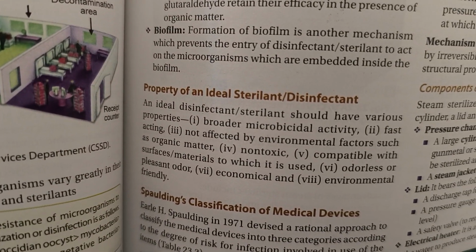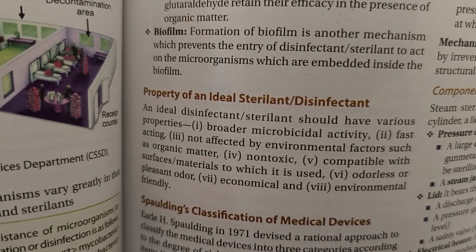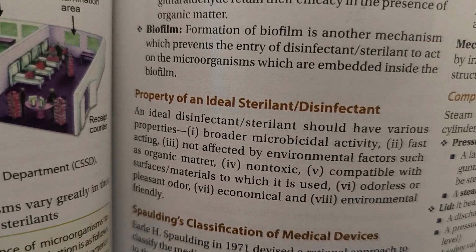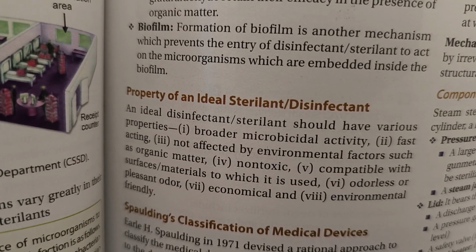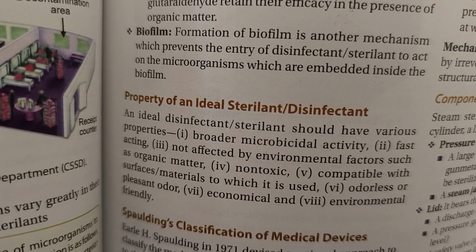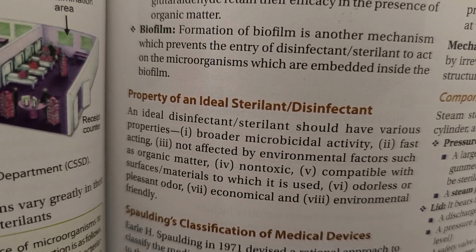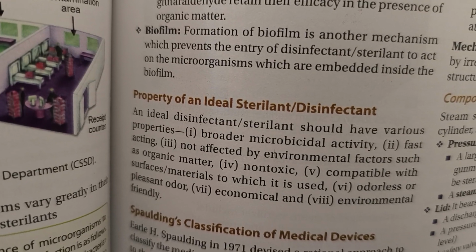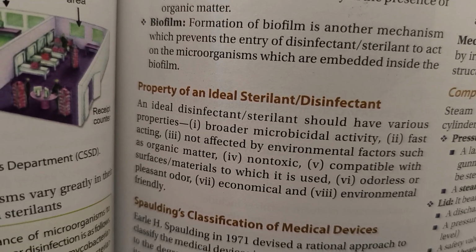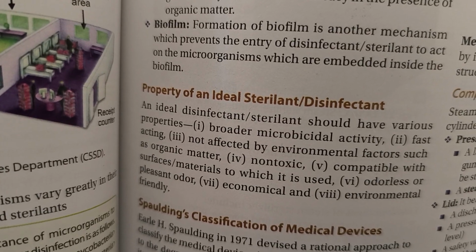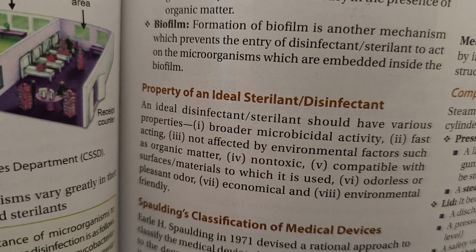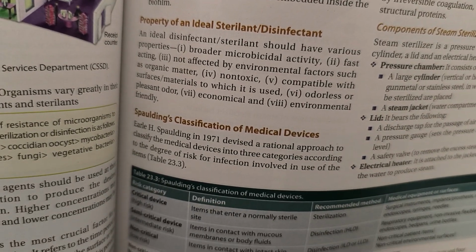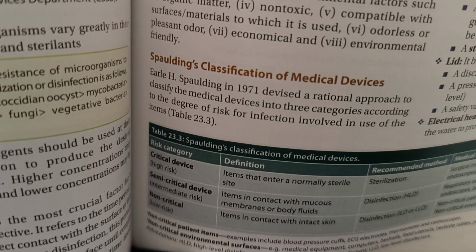Properties of an ideal sterilant or disinfectant. An ideal disinfectant or sterilant should have various properties: broad microbial activity, fast acting, not affected by environmental factors such as organic matter, non-toxic, compatible with surfaces and materials to which it is used, odorless or pleasant odor, economical and environmentally friendly.